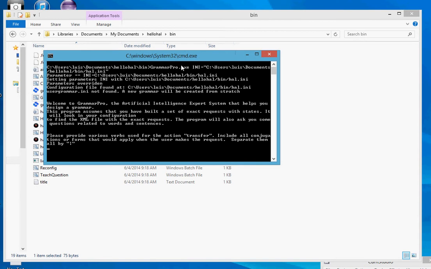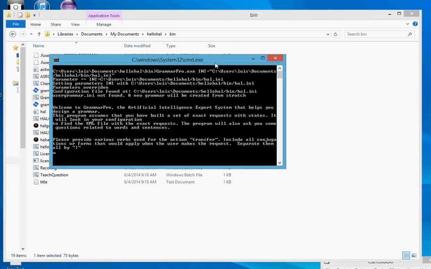Now, GrammarPro does not look like a very fancy tool. It's just a console program. However, it's a very smart program because in essence, it's an expert system that by looking at your exact request and based on how you provide answers, it figures out how to build a natural language grammar that will be used by the system so that it can understand the user's requests.